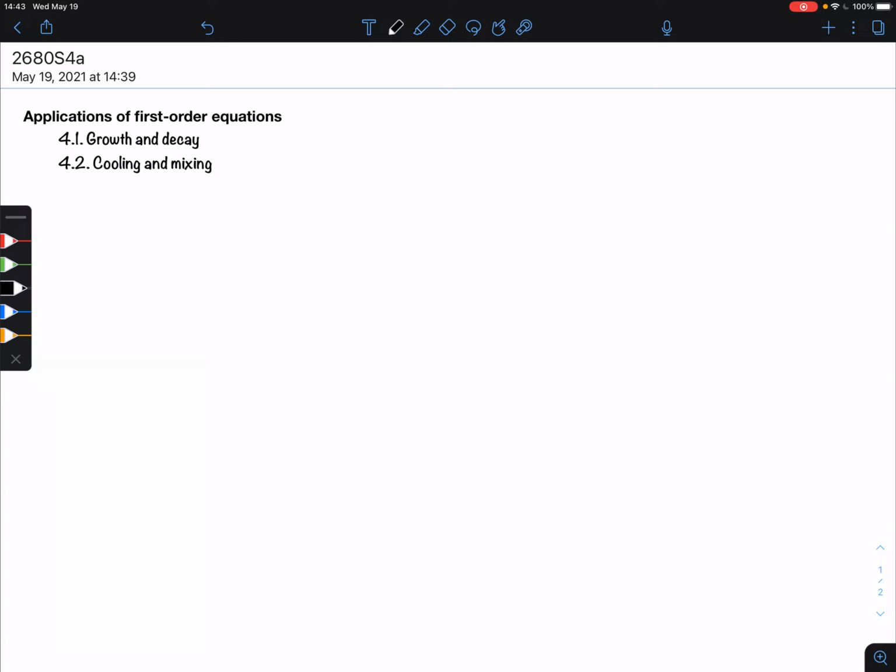And the second one is again from physics, cooling and mixing. And we will also see some applications later on.